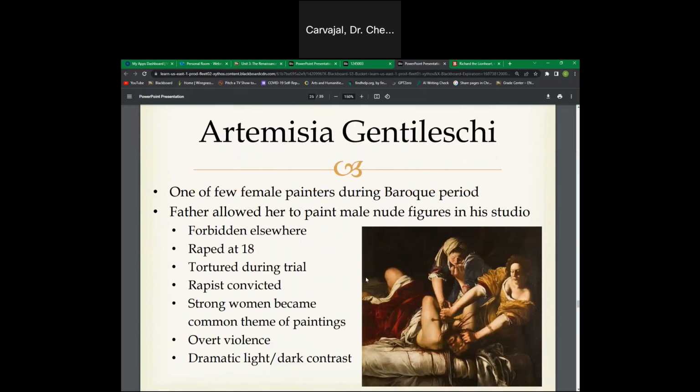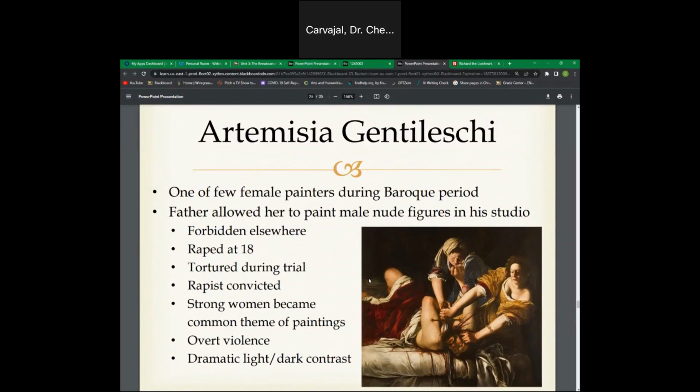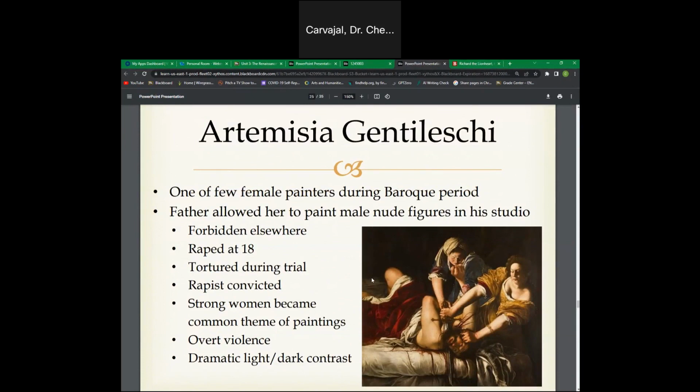Now we have another, a female artist, and she made a name for herself. Her father was an artist, and he had his own art studio where he taught a lot of people. Women were not typically allowed to be in a studio where there were nude figures inside. So men could paint nude figures, but women could not. She was allowed inside her dad's studio, but one of the artists raped her. They actually brought him to trial. She was tortured during the trial, essentially to confess that she'd been lying about the rape. Her dad backed her up. She refused to recant, and the rapist was convicted.